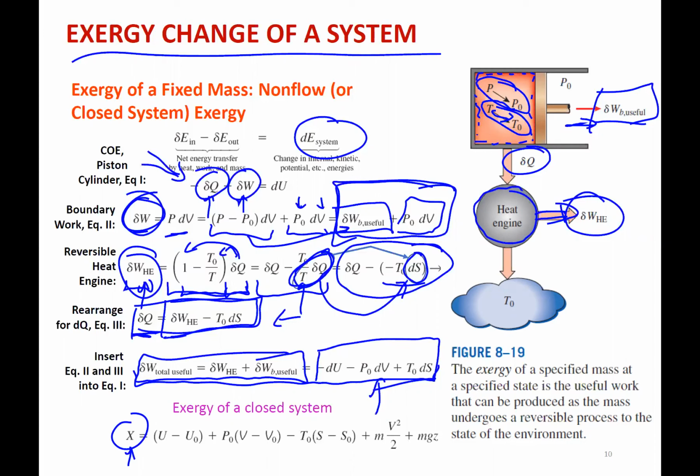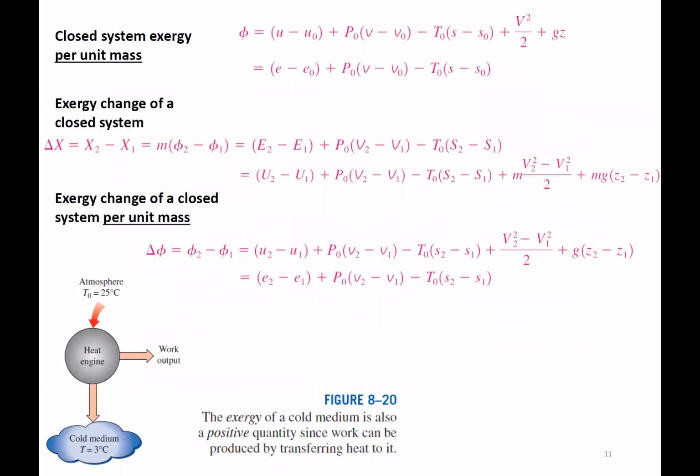So if we take it to the dead state, we have the change in internal energy to the dead state, the work we're doing on the surroundings basically, and then our T naught delta S. Again, this is the dead state's volume, dead state entropy, dead state internal energy, and then we also have kinetic and potential. So that defines the exergy inside a closed system. If we divide capital X by mass, we get our per unit mass exergy of our closed system right here.